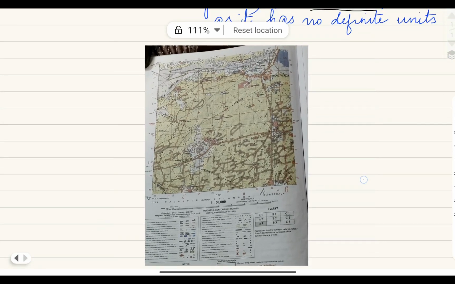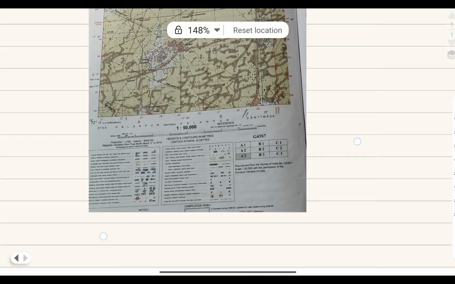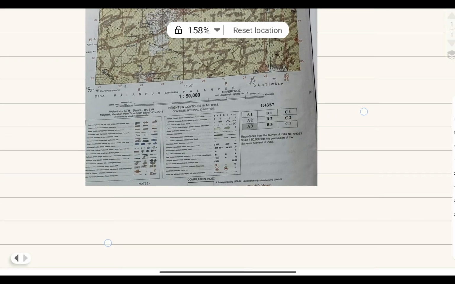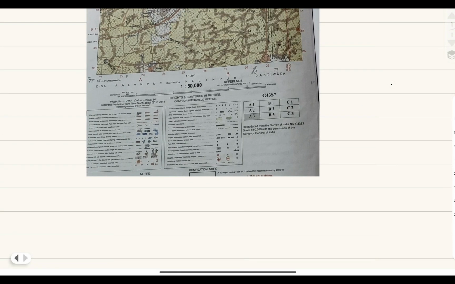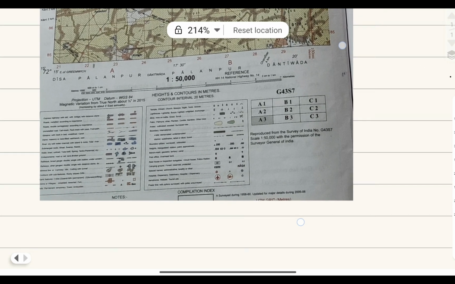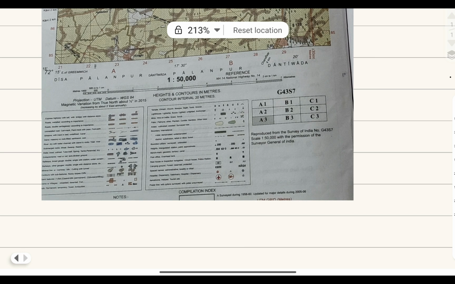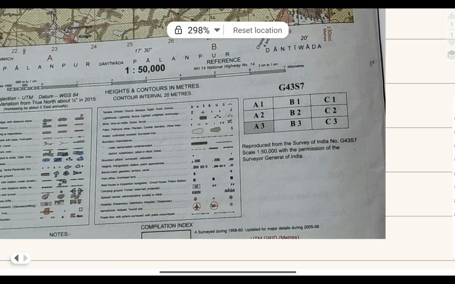So children, this is a topographical map. You can see the map number here is G43S7, and we can see there are 3 scales. One, the scale written in words. If you see carefully, it is the scale written in words, 2 centimeter to 1 kilometer. And that is the statement scale.